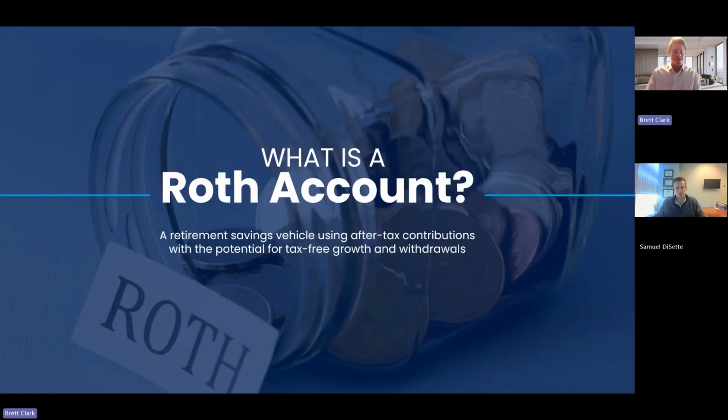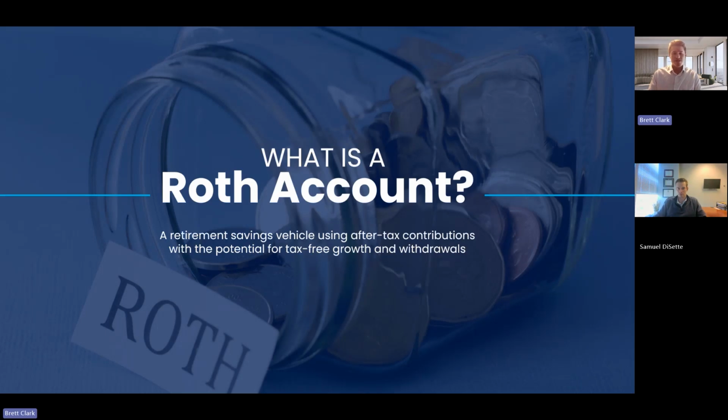So what is a Roth account? A Roth account, whether it's a Roth IRA or Roth 401k, is a retirement account that offers a unique tax advantage, tax-free growth, and tax-free withdrawals. Here's how it works. You contribute money that you've already paid taxes on. That means there's no tax deduction upfront like with a traditional IRA. But the trade-off is powerful. Your investments grow tax-free, and when you take the money out in retirement, you pay zero taxes on those withdrawals, as long as you follow a couple rules that I'll expand on a little later in the presentation.